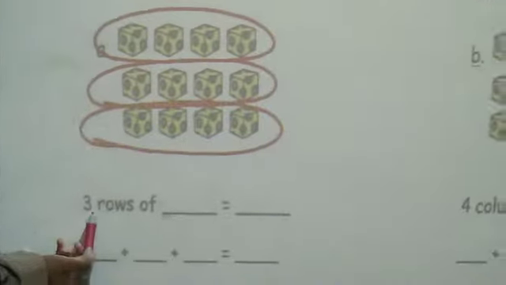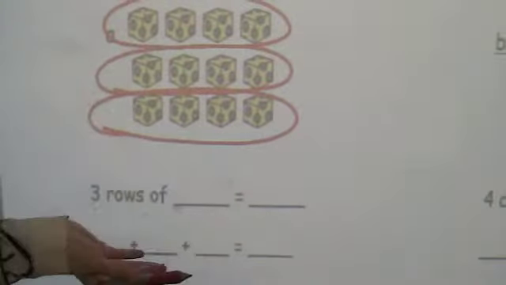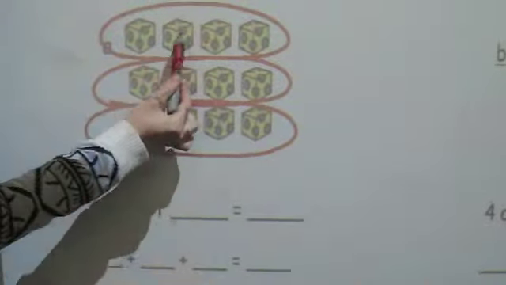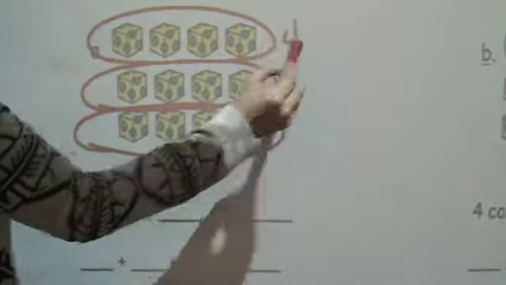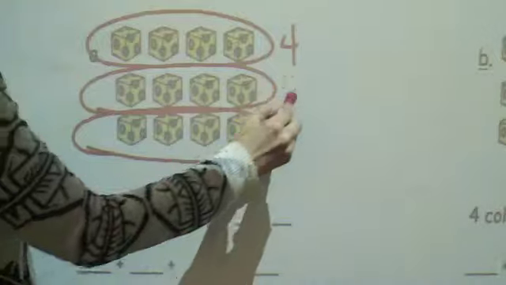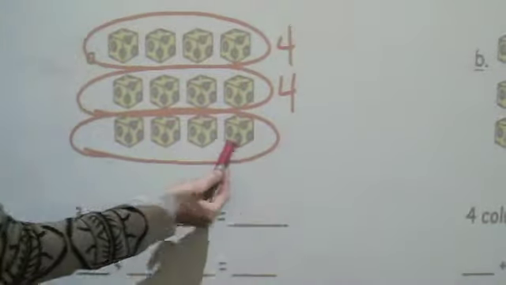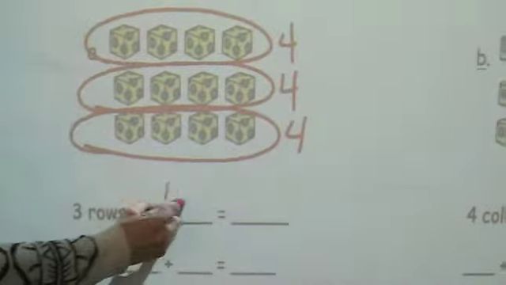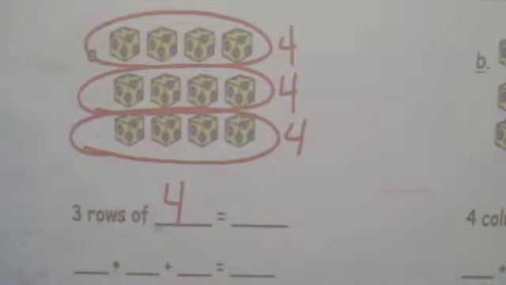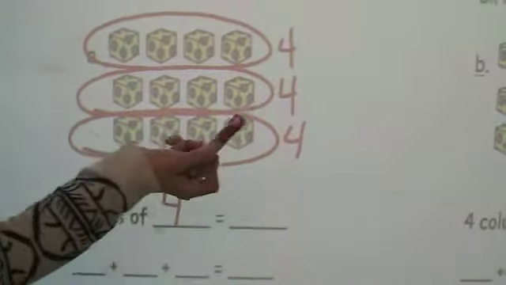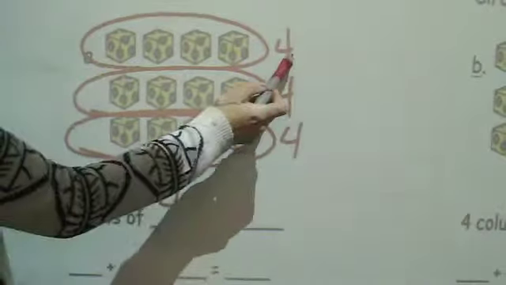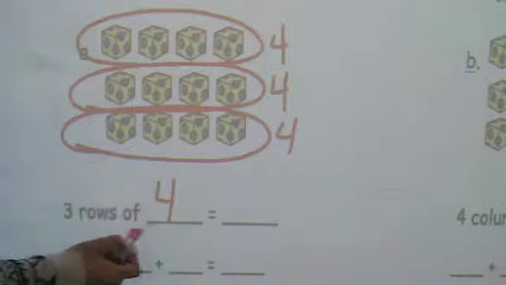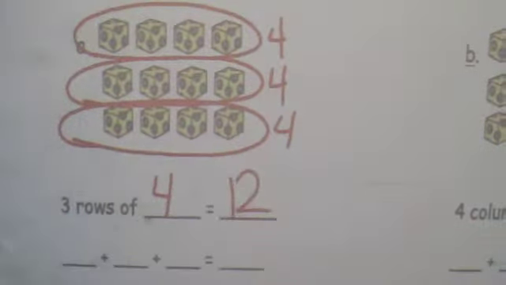We have 3 rows of how many? Let's count each present in each row. 1, 2, 3, 4 in our first row, 1, 2, 3, 4 in our second row, 1, 2, 3, 4 in our third row. So we have 3 rows of 4. We can use an efficient way to add this together. 4 plus 4 is 8. 8 plus 4 is 12. 3 rows of 4 equals 12.